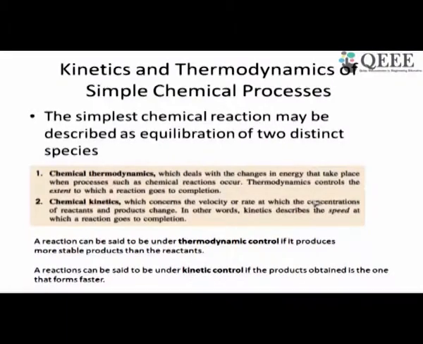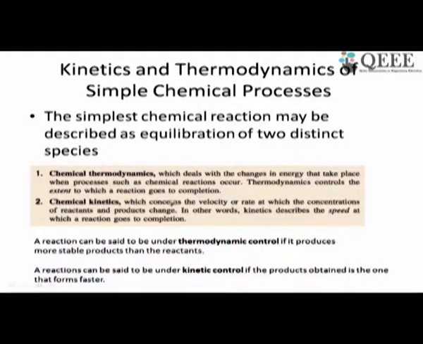The foremost important principles before we begin the reactivity are thermodynamics and kinetics. These are the two foremost principles that we need to understand first before we begin understanding the reactivity of molecules. In general terms, the simplest chemical reaction may be described as an equilibration. Basically what it means is that the energy of the reactants and the energy of the product should be considered, and this actually is the determining factor for predicting the reactions. So predicting the energies comes under chemical thermodynamics.